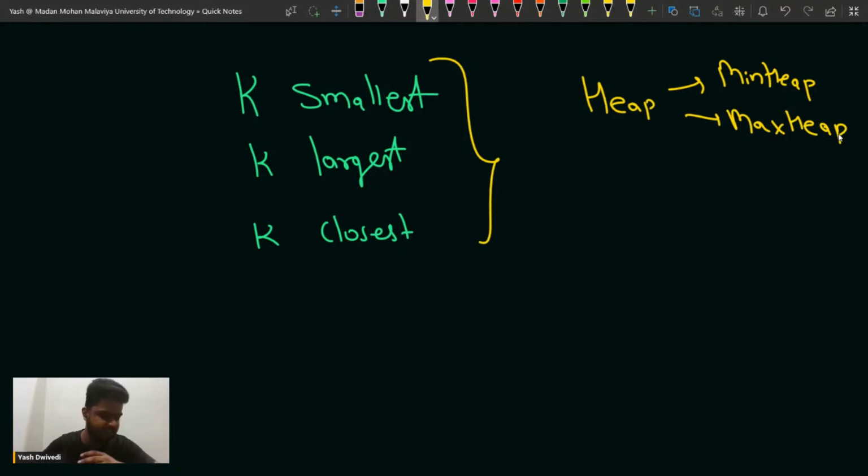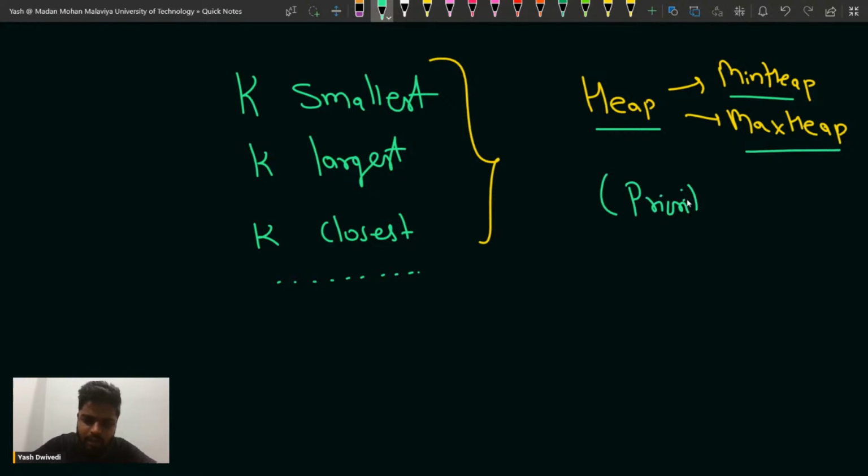I will tell you in which cases what will be used. But whenever K smallest, K largest, K closest, or anything like that is written, you need to use the heap data structure, either the min heap or max heap, which is also known as a priority queue. Is this part clear to everyone? Please write yes in the chat and then I will proceed further.